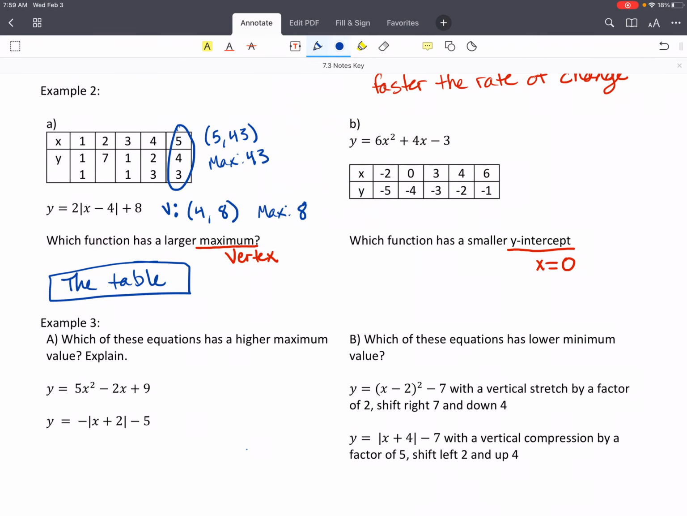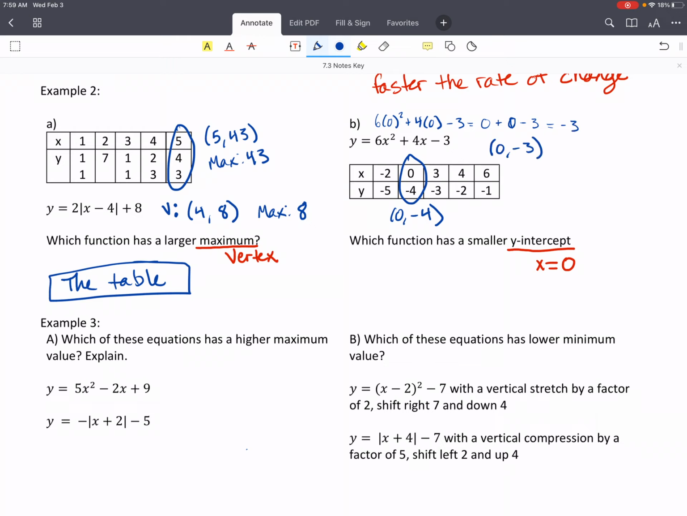So I can come to my table, and I have -4. For quadratics, this is in standard form, so I could just remember that's the c value at the end, but also I could just plug in x equals 0. So, 6 times 0 squared plus 4 times 0 minus 3. 0 plus 0 minus 3. Point is we get -3. So my coordinate is (0, -3).